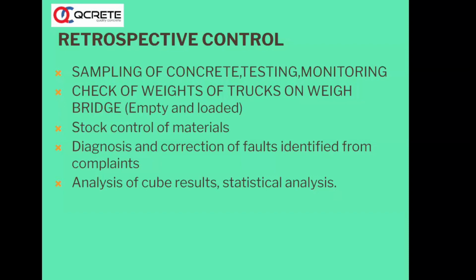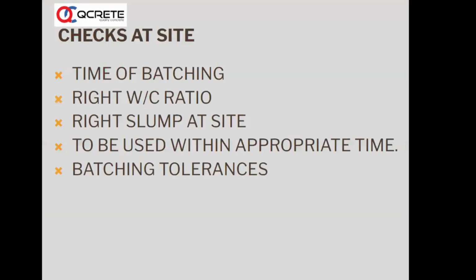Analysis of cube results and statistical analysis is important. Say, for example, concrete is produced, it has come to the site, you have sampled, and whether the results are okay or not, that feedback has to be given. Based on this feedback, you will allow the ready-mix company or the producer to improve upon or change or meet your requirements in a proper way. This is all post production techniques of quality control.